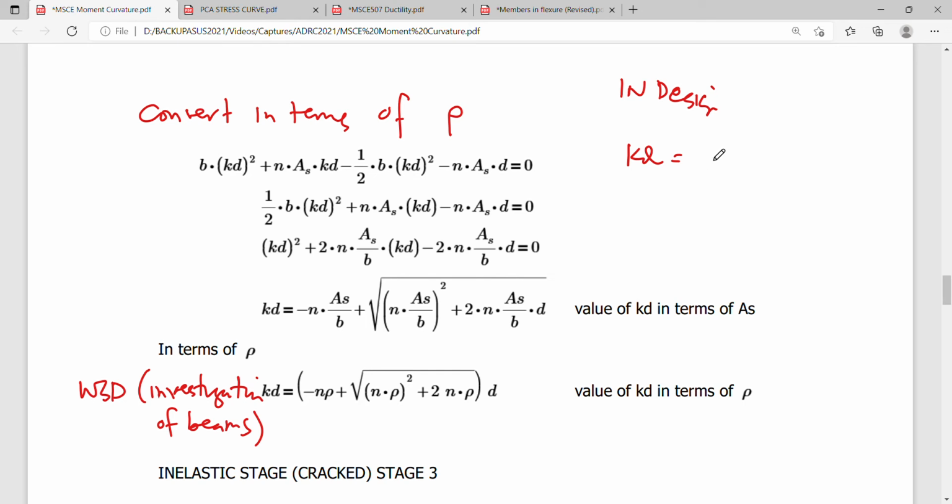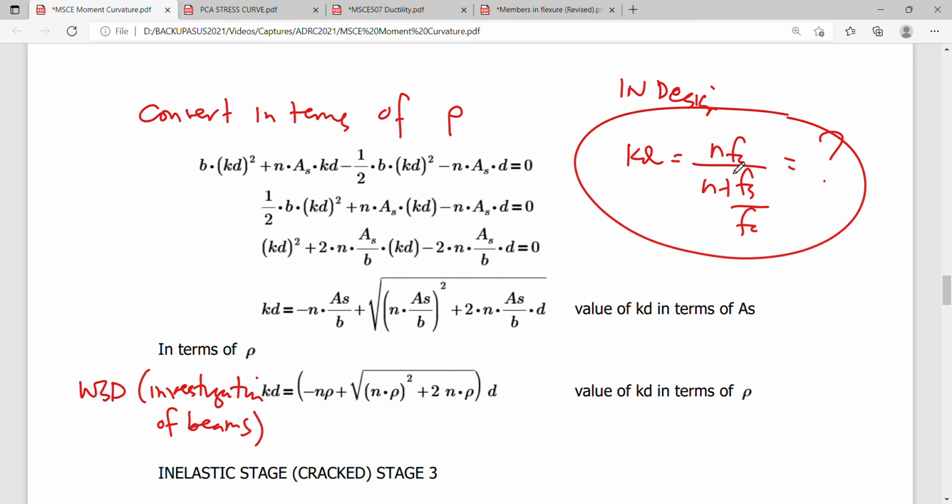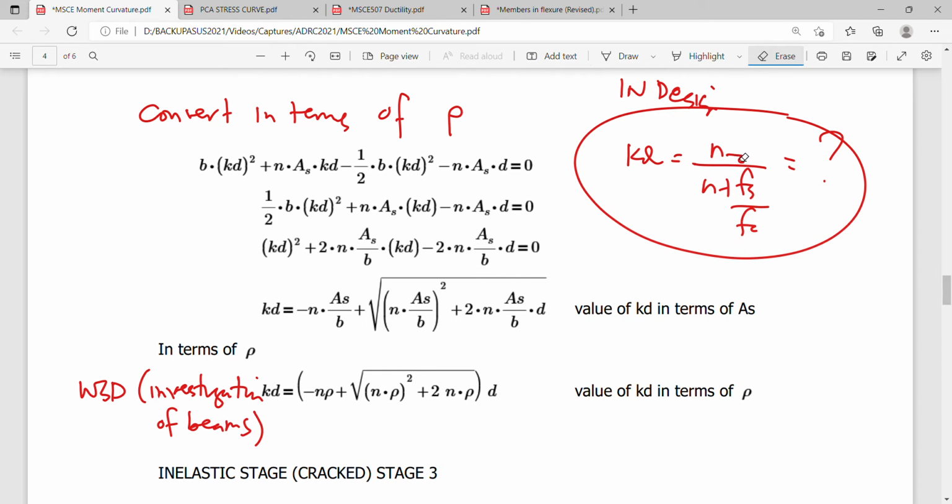No, KD in design is actually, nakalimutan ko na. N something, N over N plus Fs over Fc, something like this. May FC ba dito? So I already forgot. No? So you just take note of this. So this in design, we are using what? The modular ratio. In investigation, we are actually using the actual raw. So this is WSD method. Fs over, parang wala itong FC dito. Oh, parang wala ito. But please check it. I'm not using any more WSD.